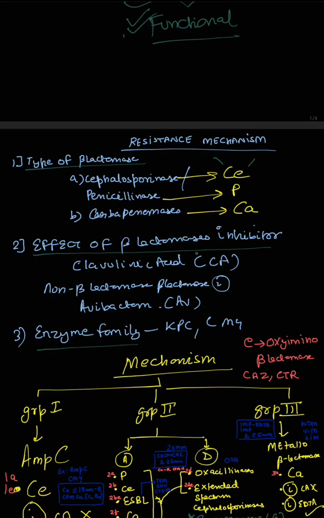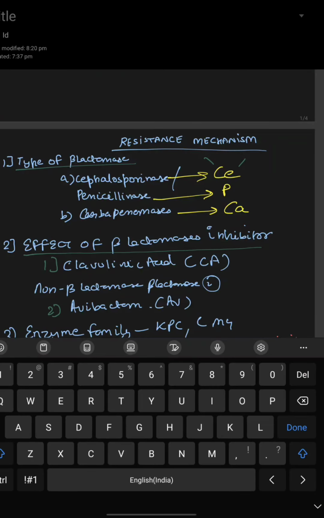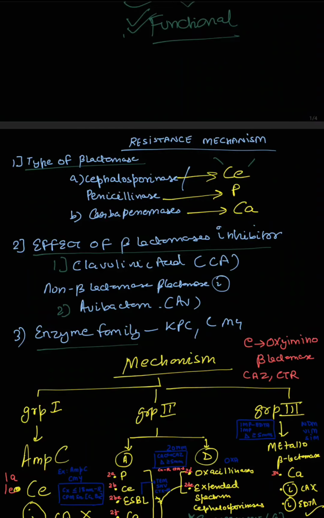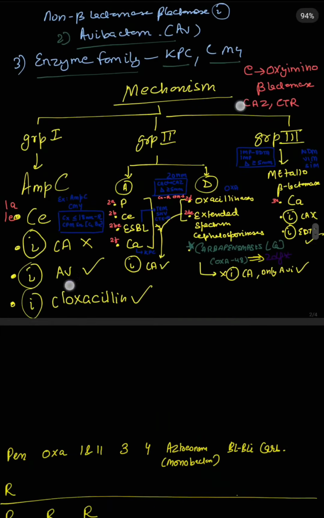Second is the effect of beta lactamase inhibitor. So we have two inhibitors which we will be seeing. First is clavulanic acid and second is a non beta lactam beta lactamase inhibitor, that is avibactam. Third is enzyme family, which are nothing but the examples of these beta lactamases. Now we come to mechanism.